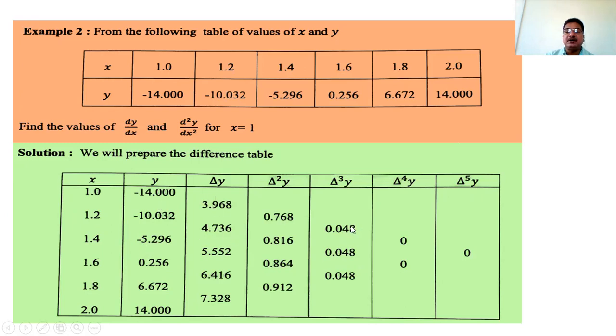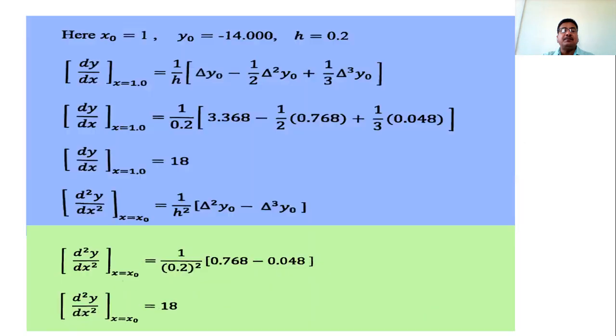And if you observe the third difference column of this table, all the values are the same. So there is no need to find the further columns, because all the entries are 0 from the fourth difference column. So this is the forward difference table. Then write the forward difference interpolation formula to obtain the first order derivative and second order derivative.